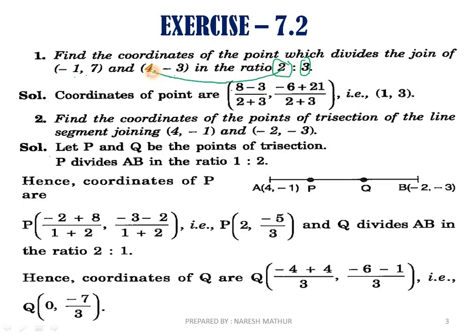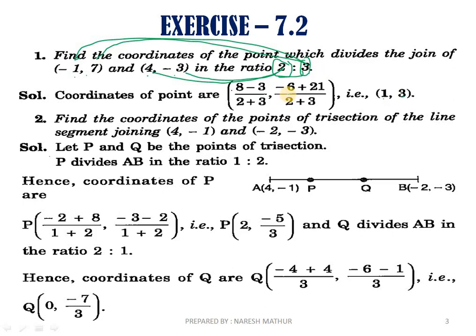m1 x2 plus m2 x1: 2 fours are 8, plus 3 into -1 is -3, so 8 minus 3, upon m1 plus m2, 2 plus 3. Similarly for the y coordinate, 2 multiplied by -3, m1 y2 plus m2 y1. So -6 plus 21 will be 15. 15 upon 5 is 3 and 5 by 5 is 1. This is the final answer. Easy. See the next question.